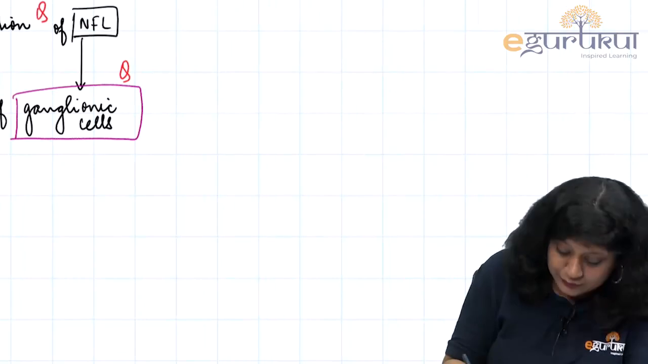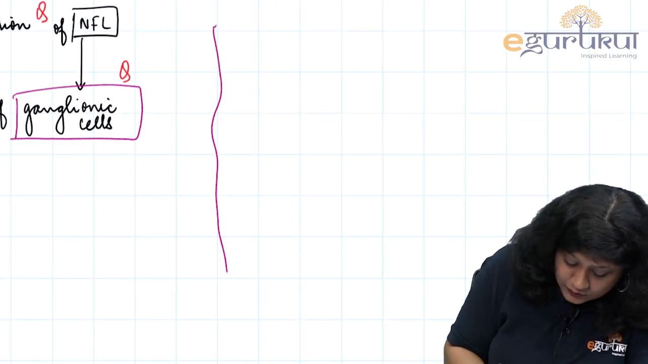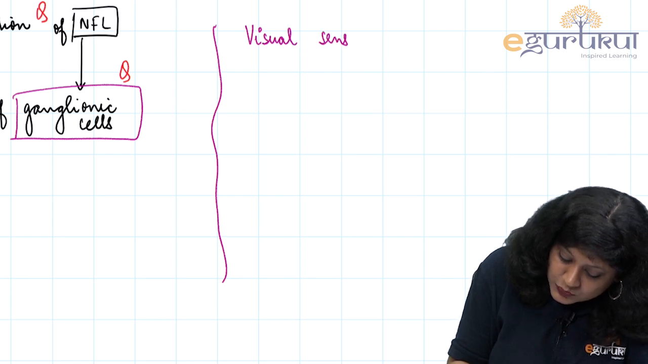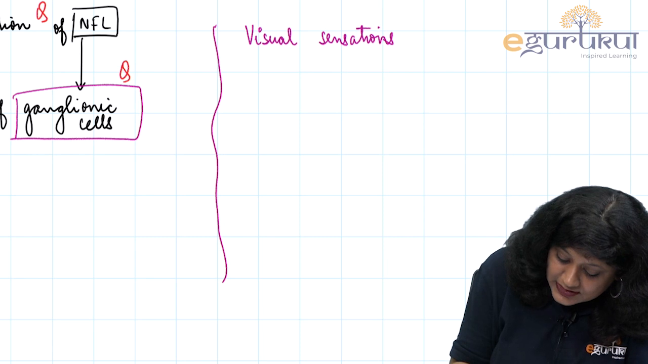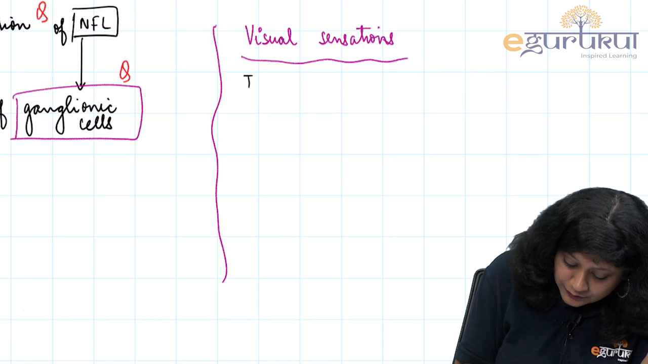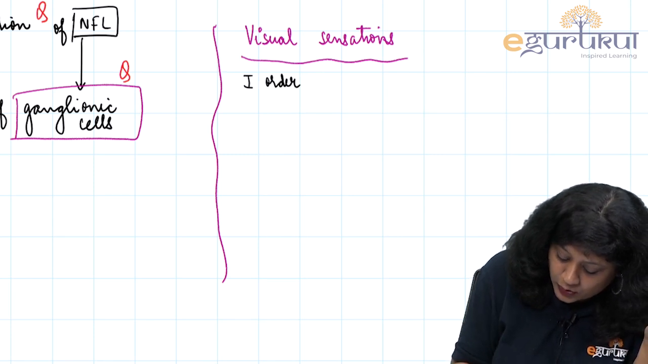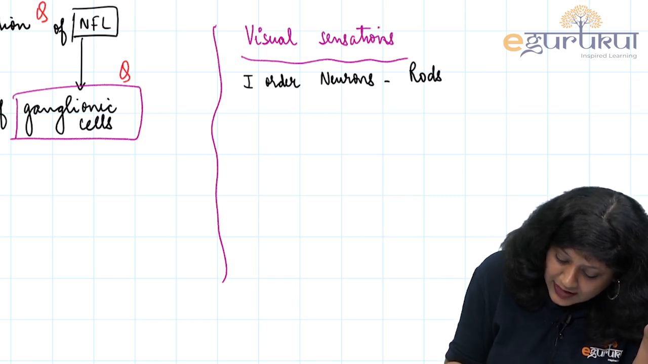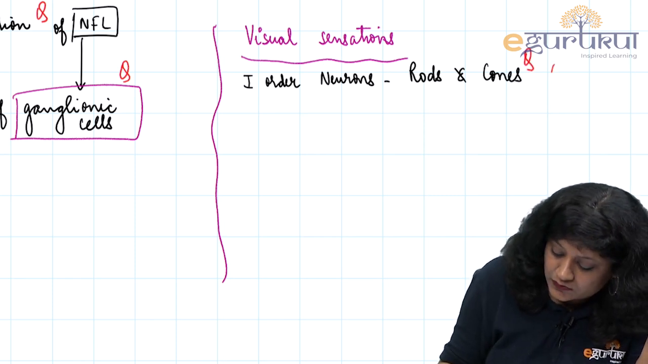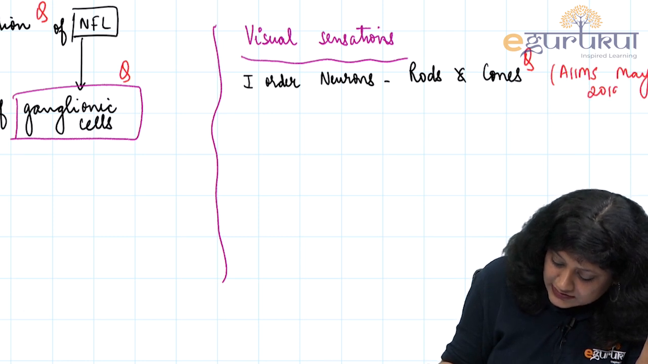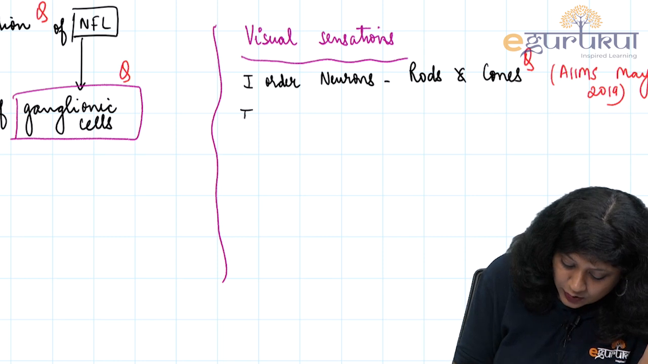For this we have to see what our visual sensations are, because there is an update about this, so this becomes an important thing. We know now the first order neurons are the rods and cones, that is the photoreceptors, and this question was also asked in AIIMS May 2019.